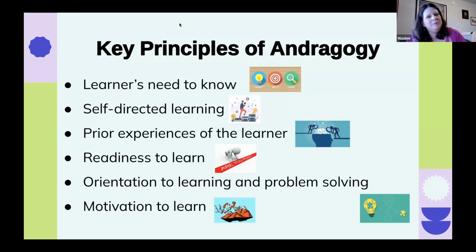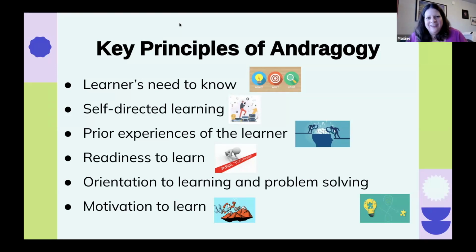The third principle, I think pretty common to us as educators, because it works for kids as well. Prior experiences of the learner. We know the importance of activating prior knowledge, even more so for adults who have even more lived experiences than the children we work with. And so really important for adult learners to connect to prior experiences.